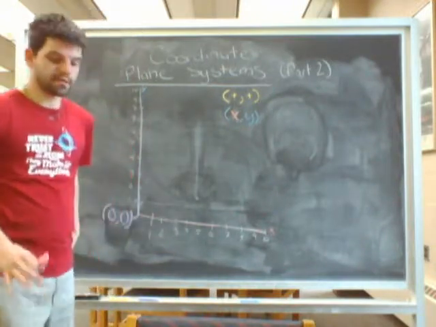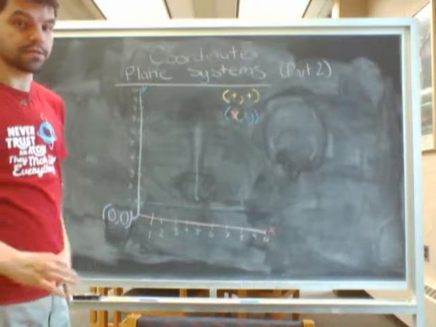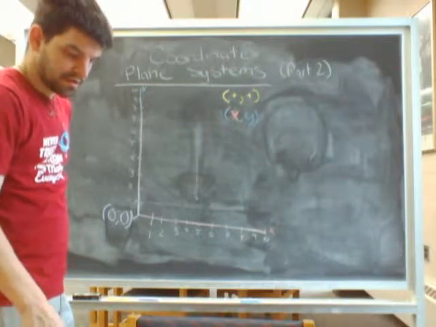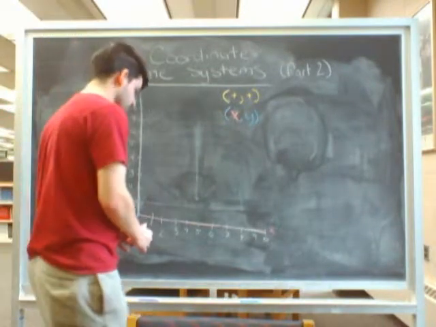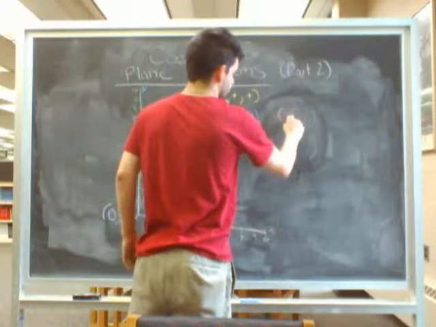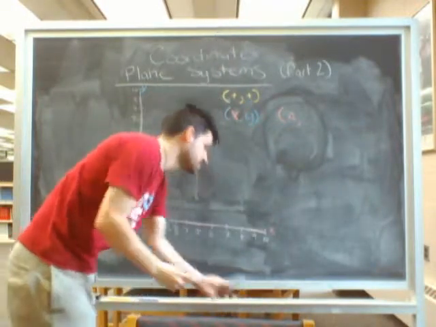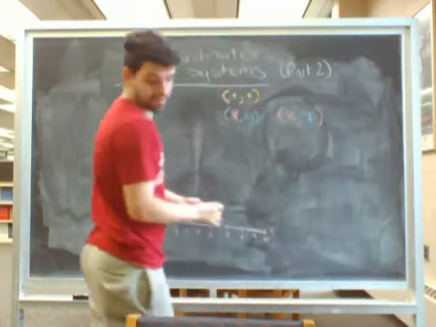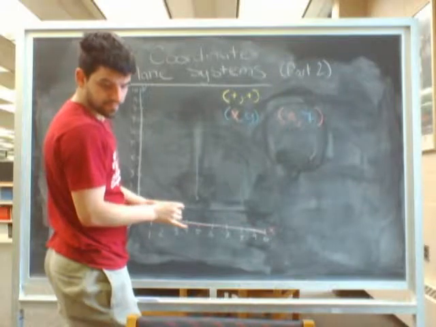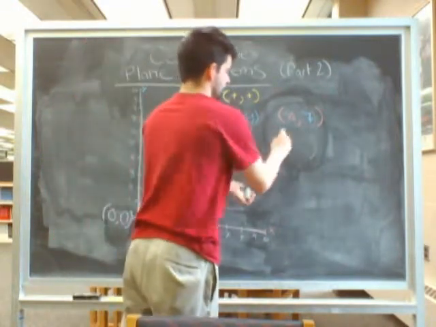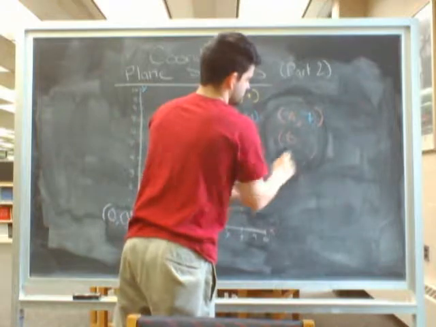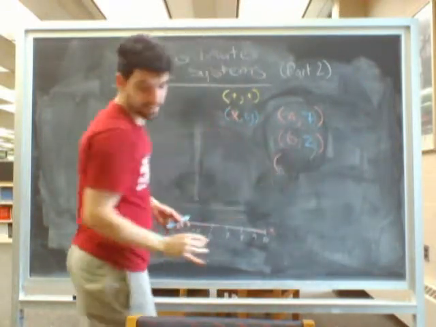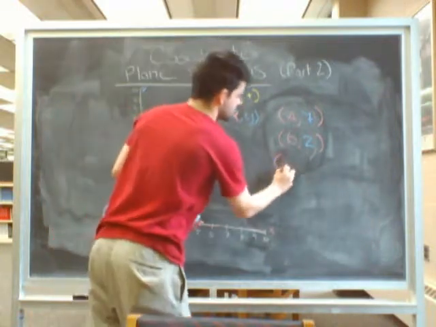Okay, so now what we're going to do is, instead of just making lines, we're going to make shapes. So this one says, draw the polygon with the given vertices from the following points. So we have the point 4, 7. We have the point 6, 2. And we have the point 0, 0.